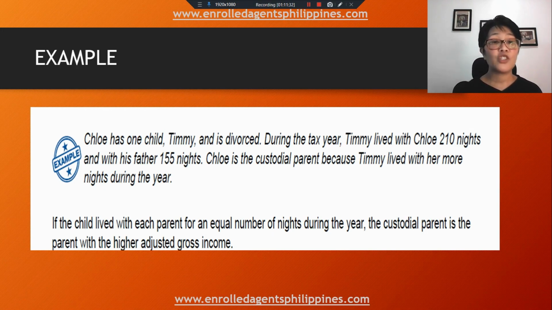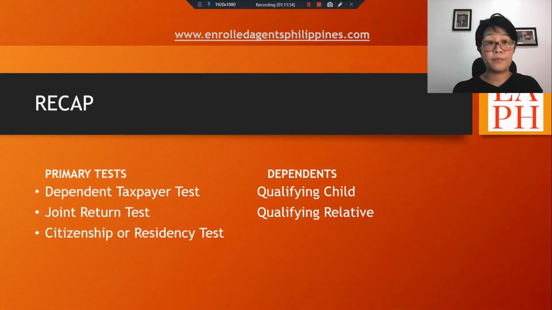Okay? If the child lives with each parent for an equal number of nights during the year, the custodial parent is the parent with a higher adjusted gross income. So, going back dun sa tiebreaker test natin kanina, di ba? So, kung pareha sila, kung sino mas mataas ang income or AGI, adjusted gross income, siya yung panalo. Siya yung custodial parent na lalabas.